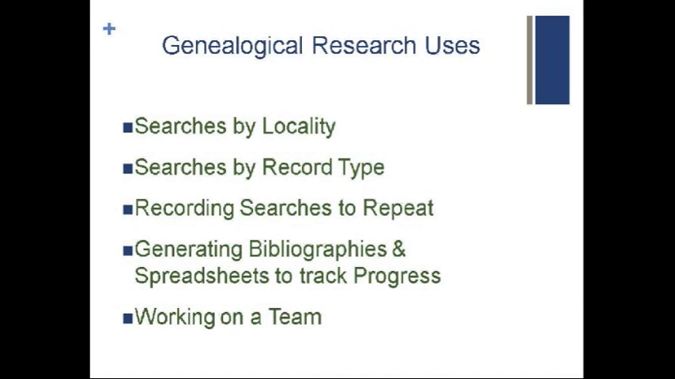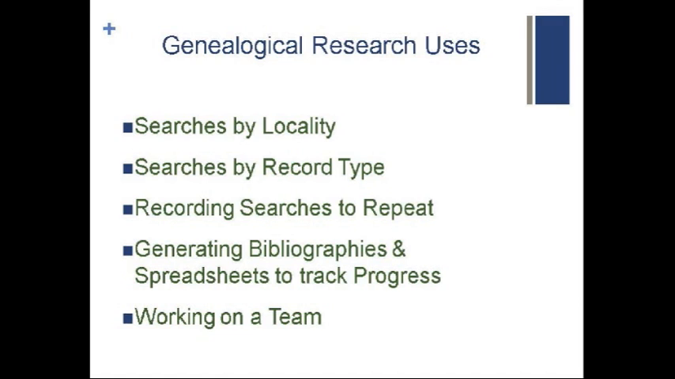One of the ways we do genealogical research, searching on a library catalog, is to search by locality, search by record type. So I can do a search by tax list, for instance. When I show you here in a minute, we can record searches to be repeated. One of the beautiful things about the internet is you can find all kinds of things. One of the bad things is it changes constantly. So we want to be able to take the same searches that we did today and be able to repeat them again 3 months from now or 6 months from now.